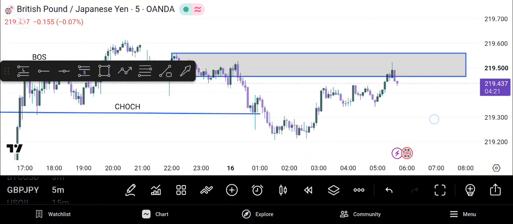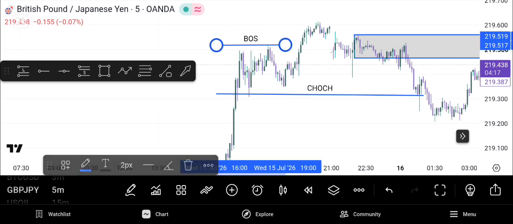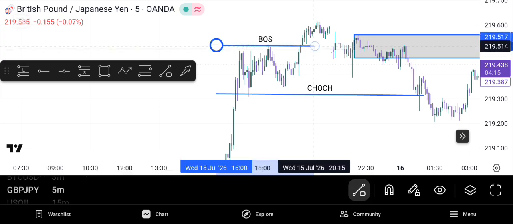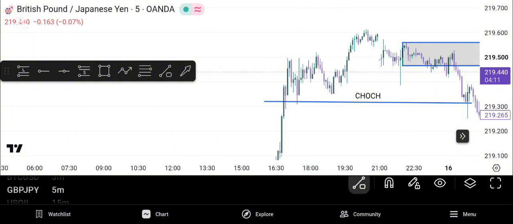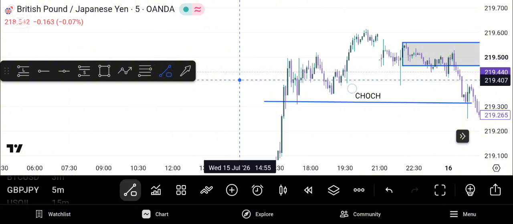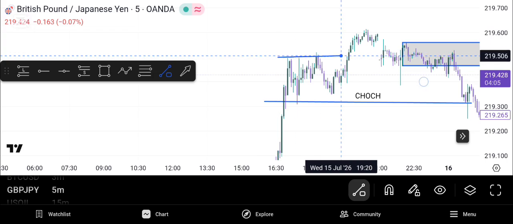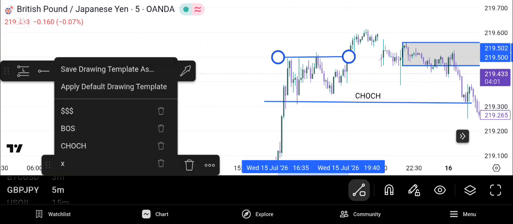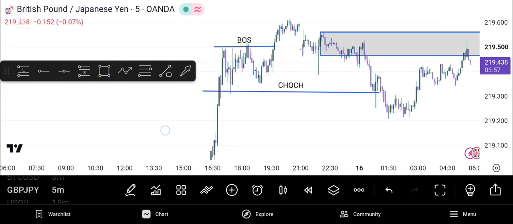Good. On the 5 minutes time frame, price already tapped into the order block. You can see how the structure is clear on the 5 minutes time frame. This is what I'm talking about. Structure is very clear on 5 minutes time frame. This is where the break of structure happened, and then this is where we have a change of character after price took that low.